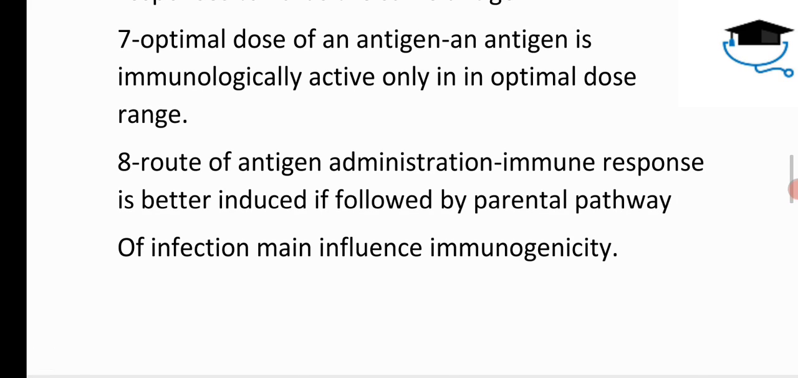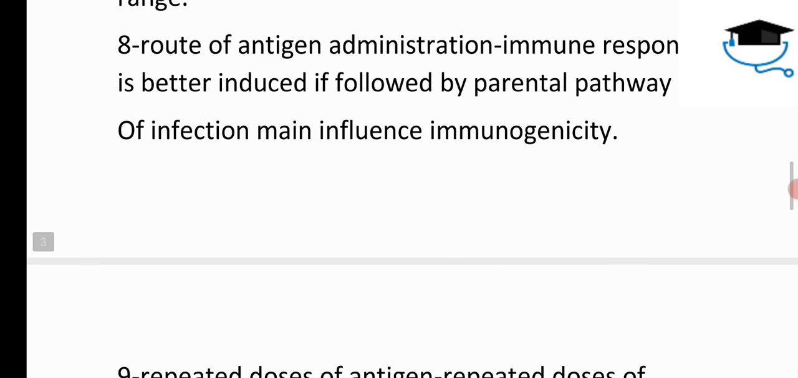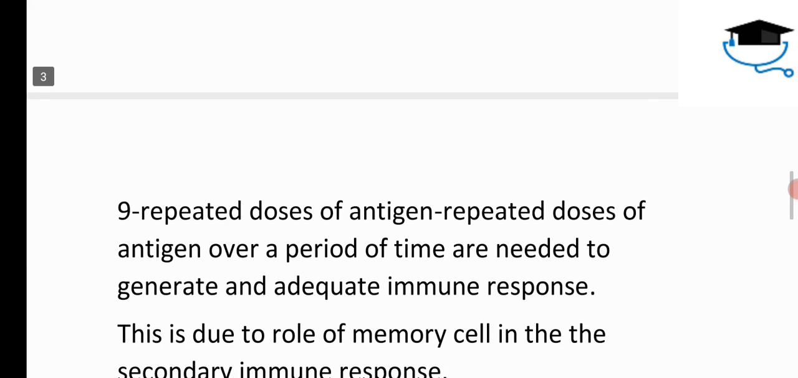Optimal dose of an antigen is also a significant point. An antigen is immunologically active only in the optimal dose range, and if it is provided more than the optimal dose or the optimal range, then the immunogenicity will be altered. Eighth one is the route of antigen administration. For example, immune response is better induced if it is followed by the parenteral pathway of infection, which may influence immunogenicity.